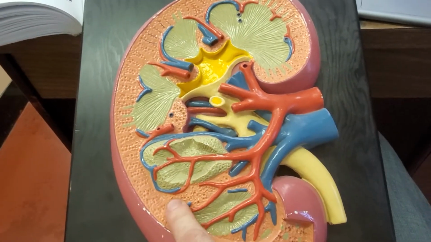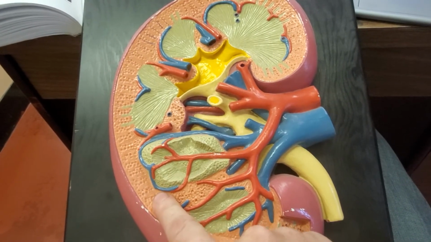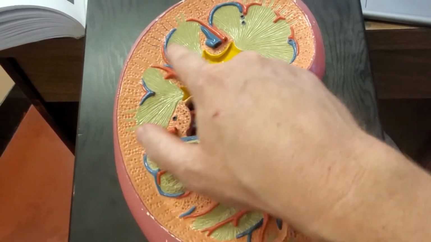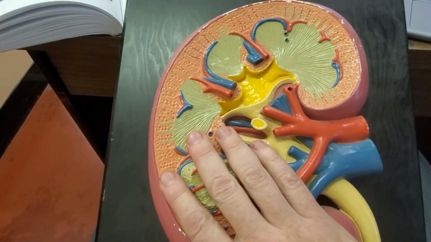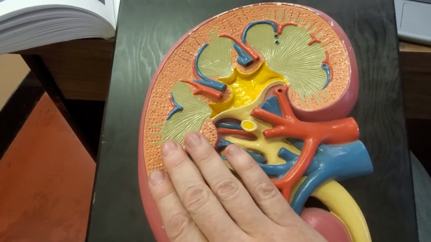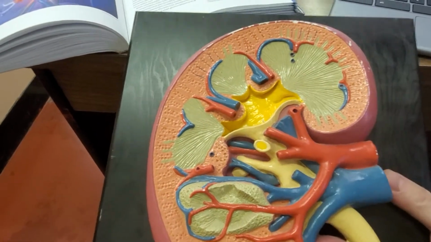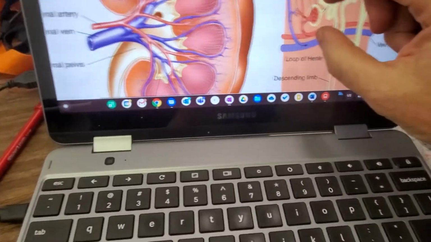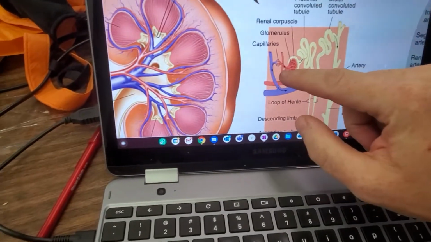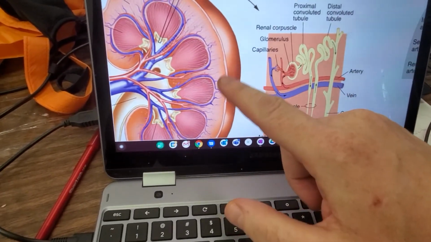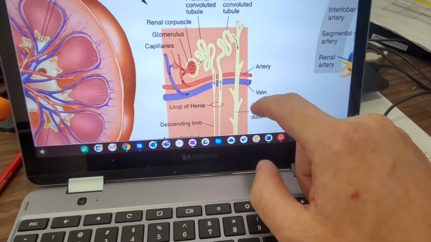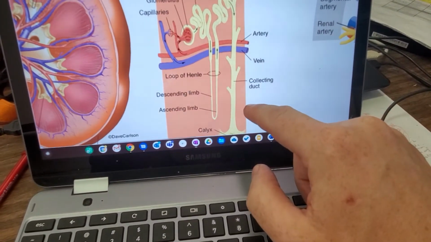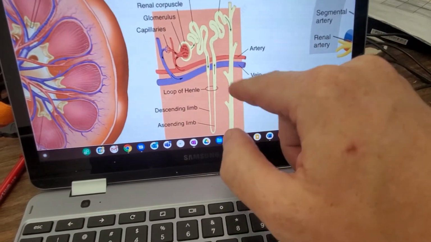And now what we have to do is zoom in to this cortex. We've got to go in to the cortex and look at these capillaries, because there's special stuff that happens here. So we're going in, and there are these microscopic structures, millions of them, called nephrons. And this is the basic shape of a nephron.